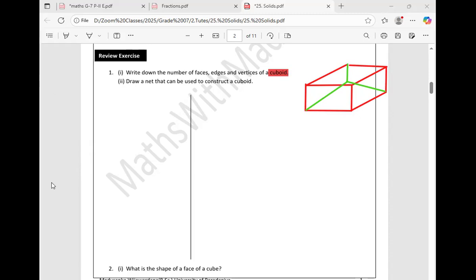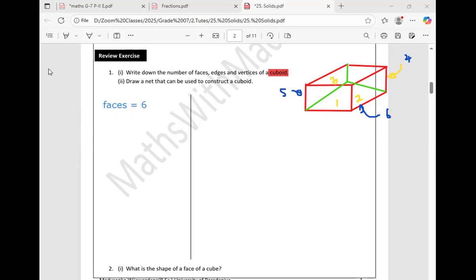So I will now count the faces. This side is 1, and this side is 2, and the top side is 3. This side we have 4, though I think you cannot see that. This side is 4, and this side is 5, and below side is 6. So we have 6 surfaces there. So I can write number of faces: 6 faces are there.